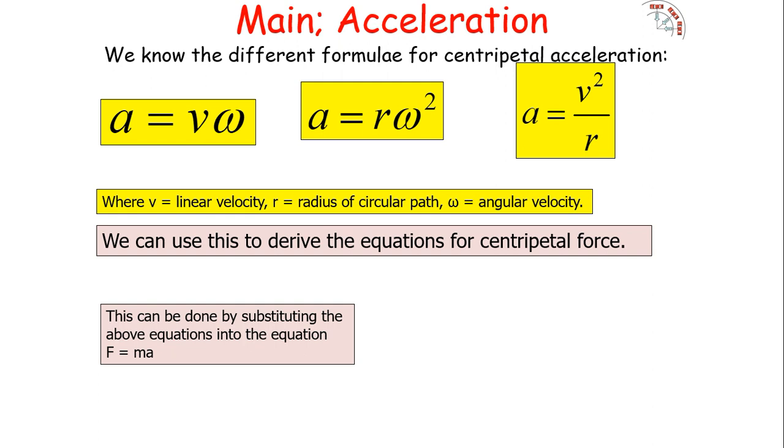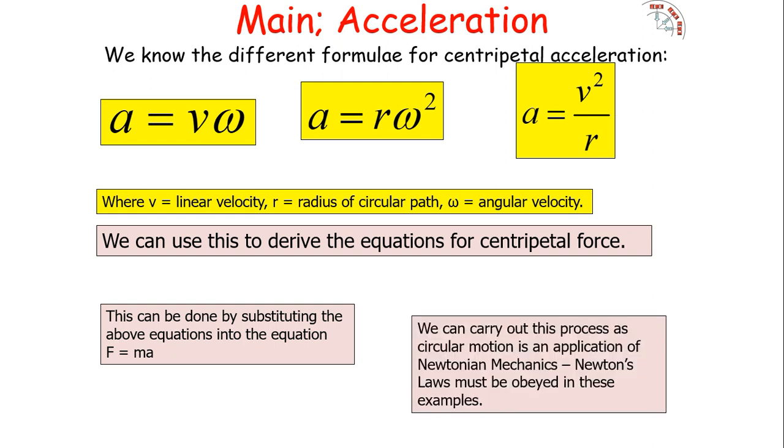Now, we know our equations for centripetal acceleration, which we just talked about before. We can use these three equations to derive the equation for centripetal force, because we know that F equals ma, and all of these equations give us a value for a, so if we multiply all of these terms by m, we will get our centripetal force. Once again, this can happen because circular motion is just an application of Newton's mechanics, so Newton's laws of motion still have to be obeyed.